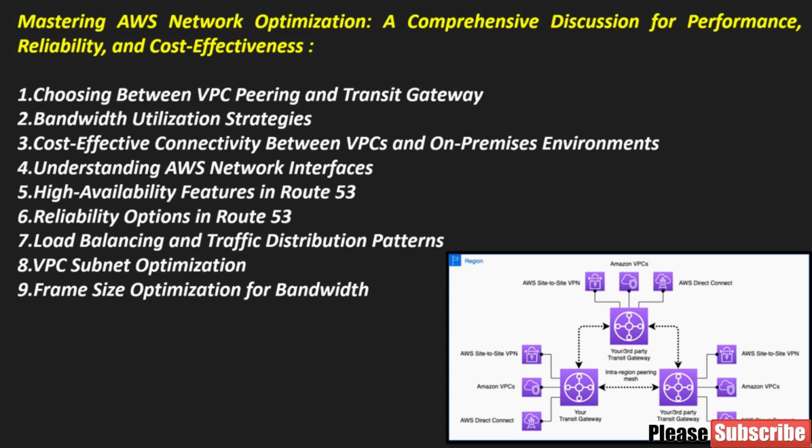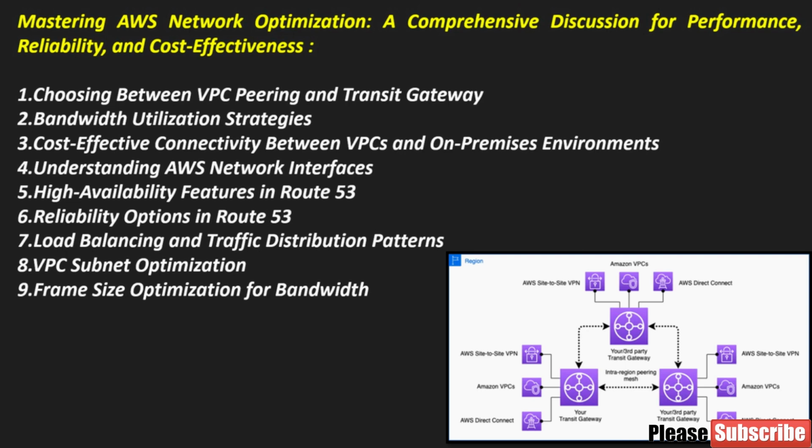The fifth point will be high availability features in Route 53. Actually, Route 53 is a critical component for DNS management in AWS. And we need to explore some of the high availability features, including DNS load balancing with health checks, latency-based routing, and weighted record sets. Understanding and implementing these features enhances the reliability and fault tolerance of your applications too.